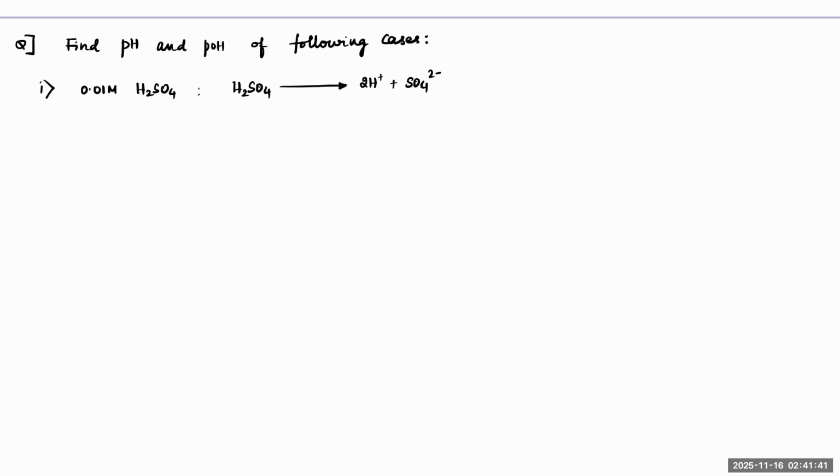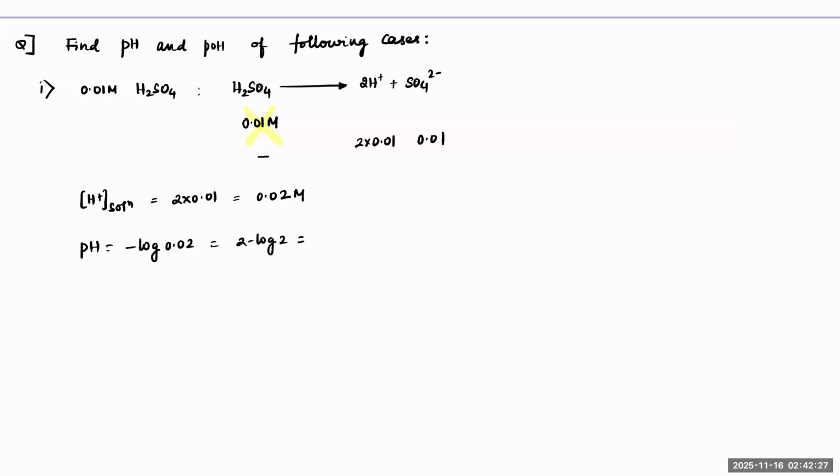So if this was initially 0.01 molar, now we expect that this entire thing will be ionized, so nothing will be left. It will convert into 2 times 0.01 and this will be 0.01. Thus, you can notice that the H plus concentration present in the solution right now will be equal to 2 into 0.01, which is equal to 0.02 molar. Hence, the pH value for this will be equal to minus log of 0.02, which is equal to 2 minus log 2.